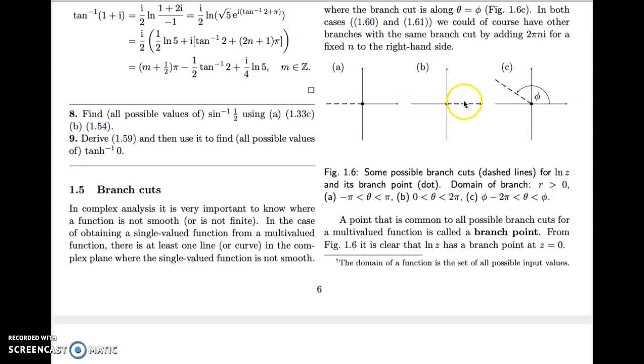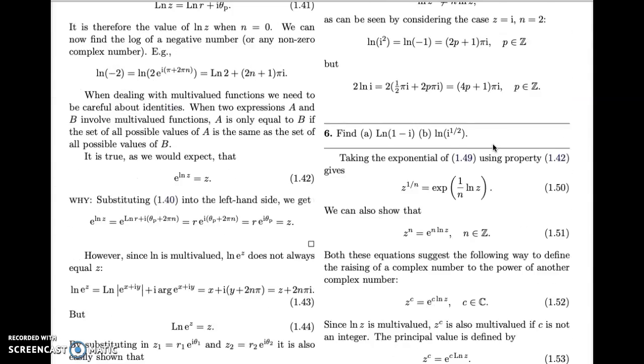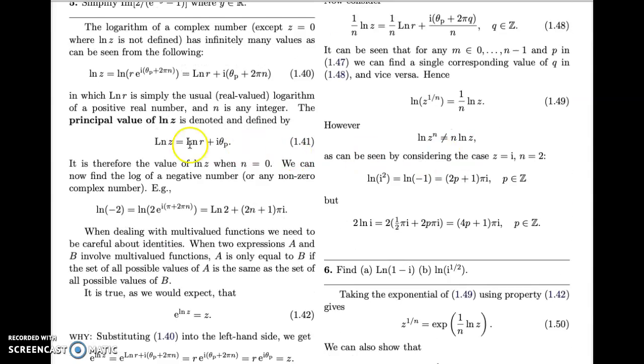Or you can say, I'm going to take my angle to go from 0 to 2 pi, and then when it gets to 2 pi, I'm going to jump back to 0. The jump causes problems with certain functions. And basically, the key function it causes problems with, which results in problems with other functions, is log z. And we've seen this because we know that log z is defined like this. So it's log of the distance plus i times the angle.